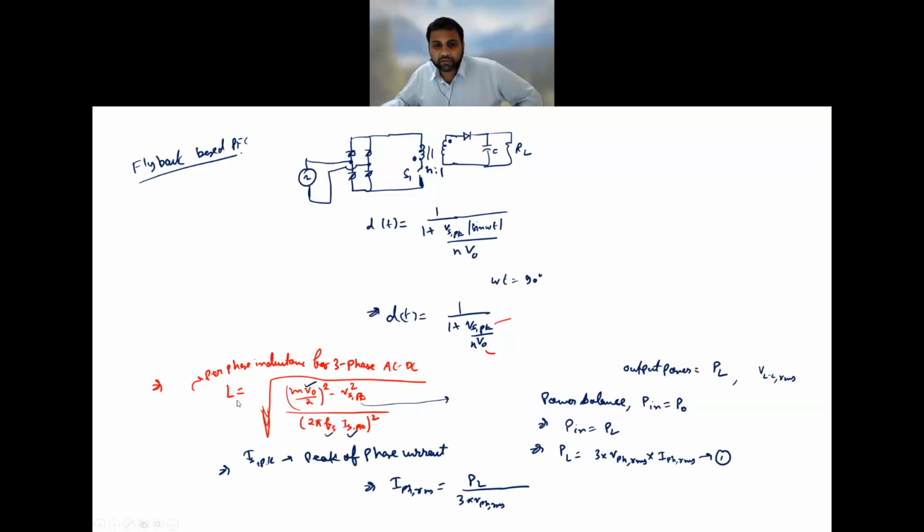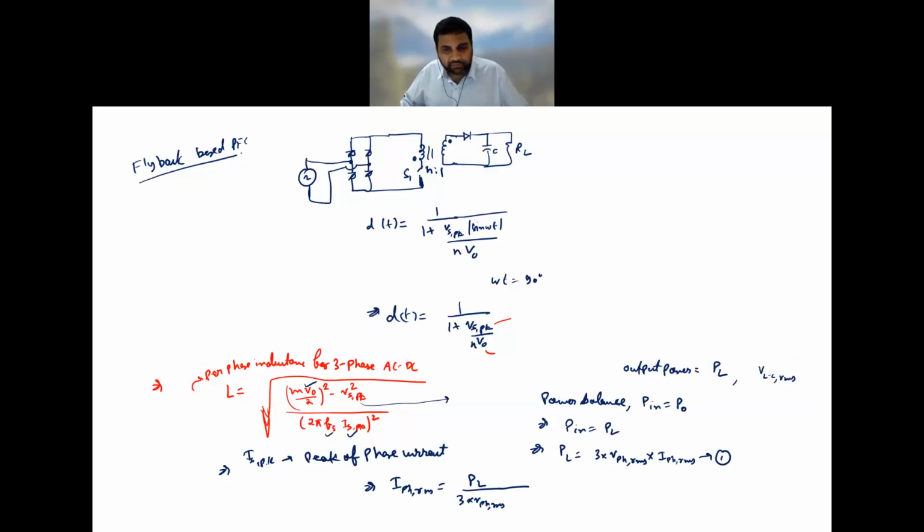Similarly, if the inductance has been given and all the other values have been given, you can back calculate, do the rearrangement and calculate the M value. So that is how you can solve this kind of question if it is given.